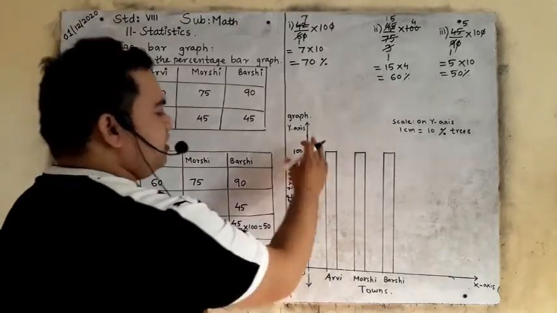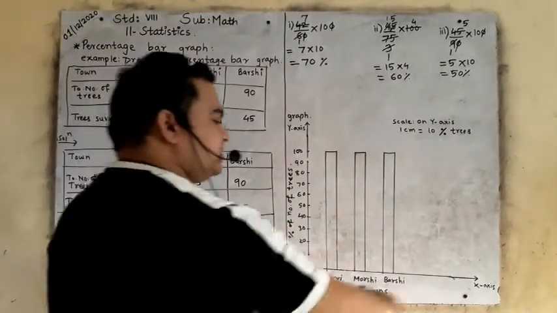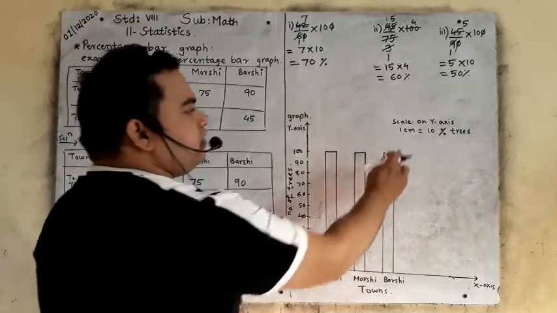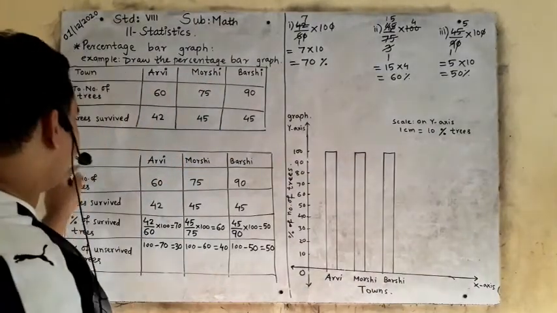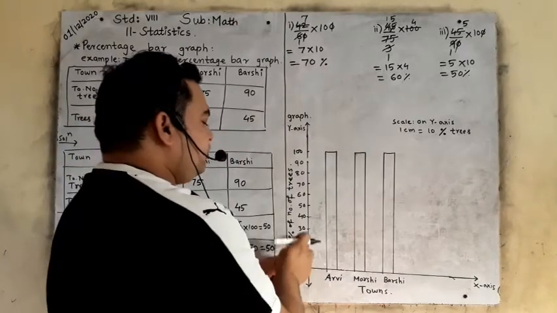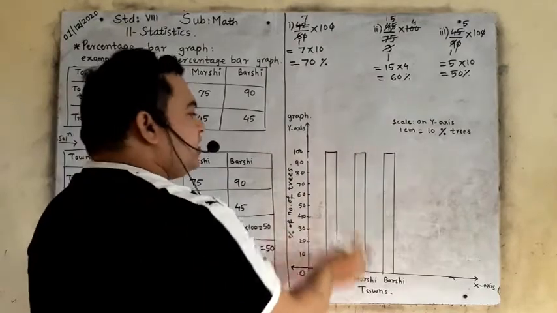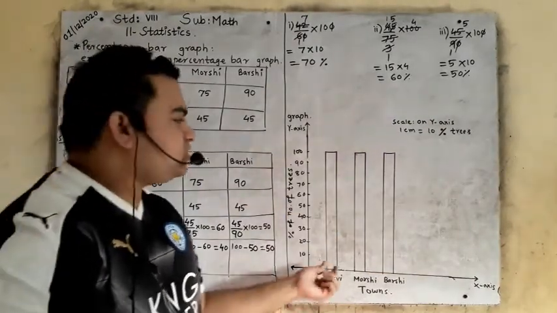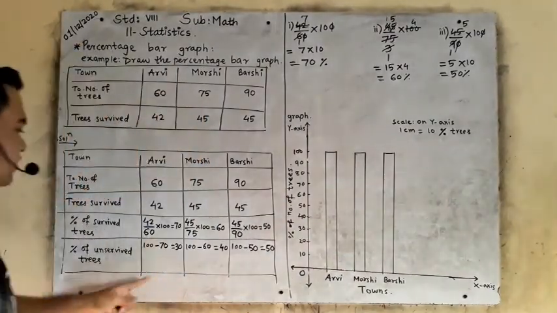Now I will draw a percentage bar graph. How? I will draw the x-axis horizontal and the y-axis vertical. I will take 1 centimeter equal to 10% trees, or 10% students, 10% fruits, whatever is mentioned here. So you will take 10, 20, 30, 40, 50, 60, 70, 80, 90, 100. All bars you will draw till 100 only because it is a percentage bar graph. So all bars you will draw till 100, and then you will solve according to the data.